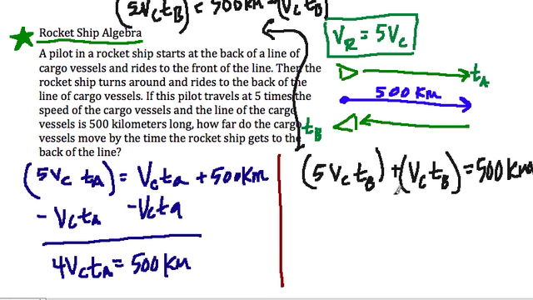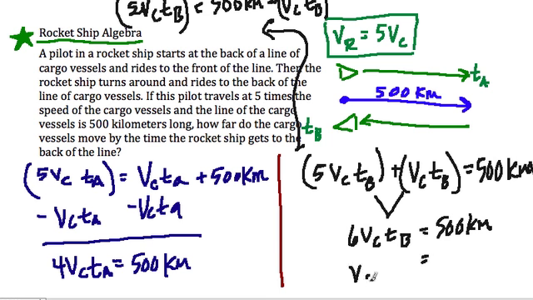Anyway, so we have this, and now we combine these two, we get 6, right? The velocity is increasing on the rocket ship because relative to the cargo ships, they're moving in opposite directions, and this equals 500 kilometers. And we can simplify this. We can think of this as 250 over 3, or we can think of this as 83 1/3.